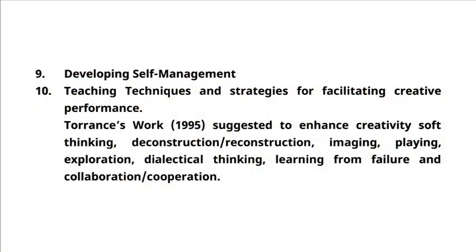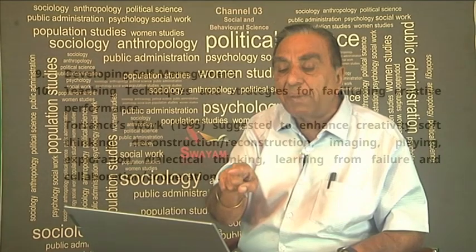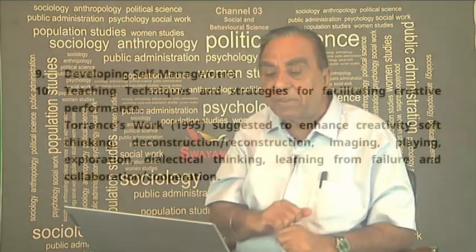And number 10, teaching techniques and strategies for facilitating creative performance. There are techniques and strategies which facilitate creative thinking. Torrance is a big name, he brought a method to measure creativity, though we are not coming to creativity measurement here. Guilford, Torrance, Mednick are the big shots who developed techniques to measure creativity. Similarly, in India, historically two names came, Baqer Mehdi and Passi. They developed tests to measure creativity.